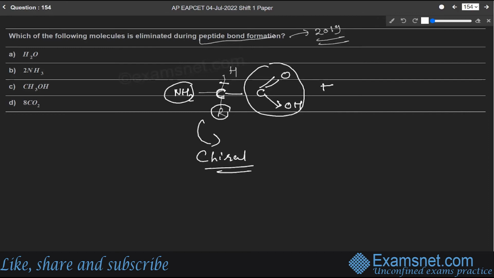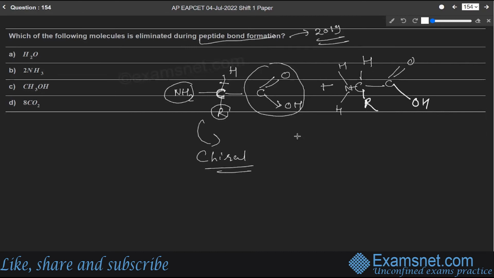So let's draw this again. C H and then NH2, right? N hydrogen. Wait, let me write again. N, hydrogen with C double bond O, and OH to this, and one alkyl chain.